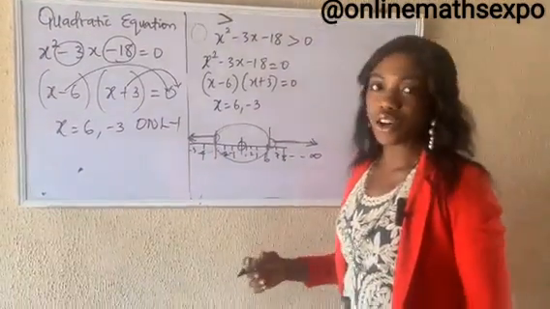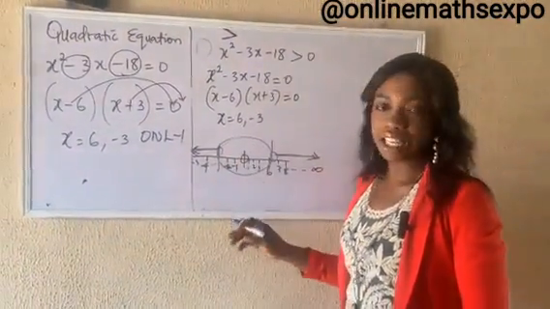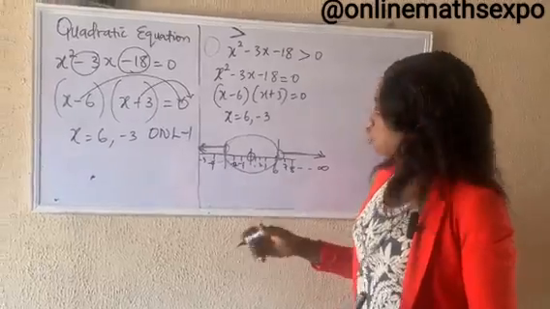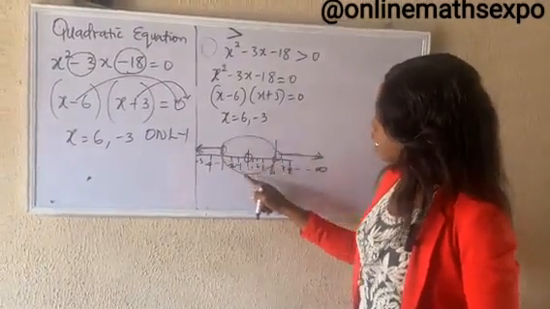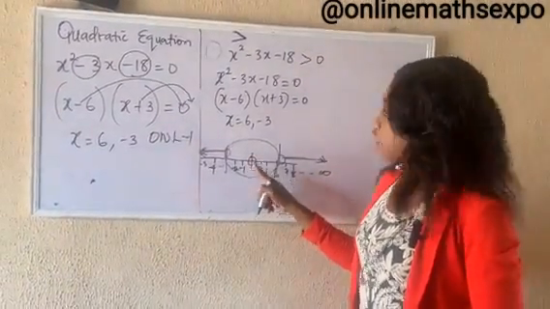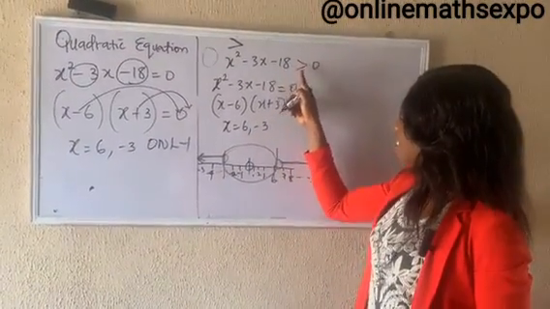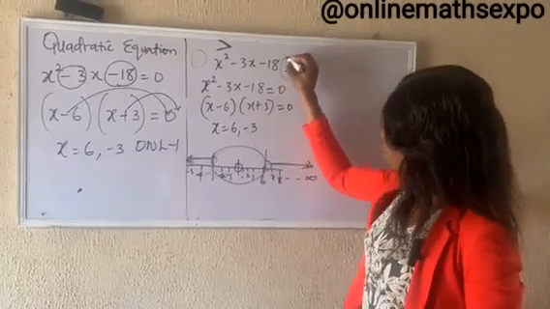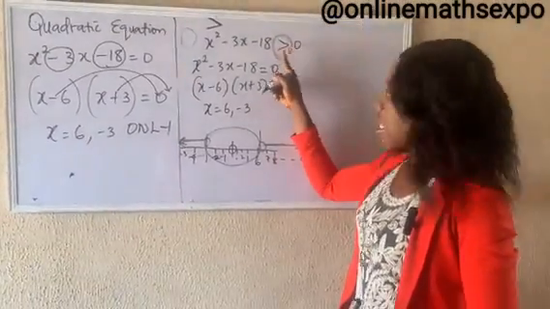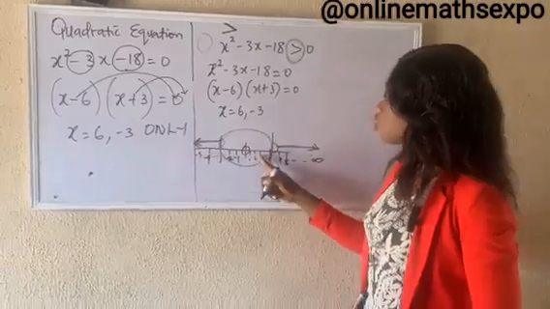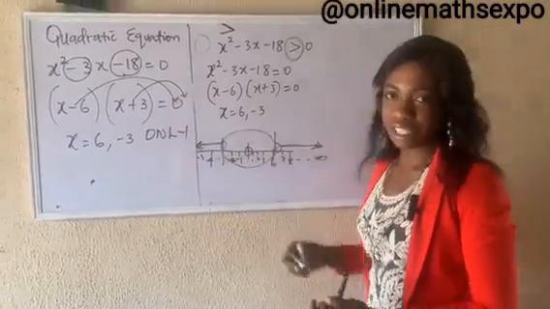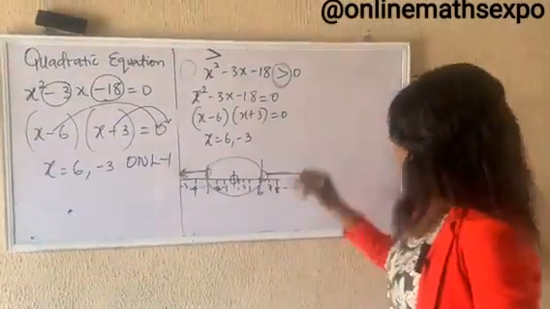So I always encourage my students to pick a number that reduces the work for them. So supposing we pick a number from the inside and we pick 0. If we substitute 0 in this inequality and at the end of the day our answer is greater, we are concentrating on the sign greater, our answer is greater than 0, then we know that this region satisfies the inequality. So let's test for that.